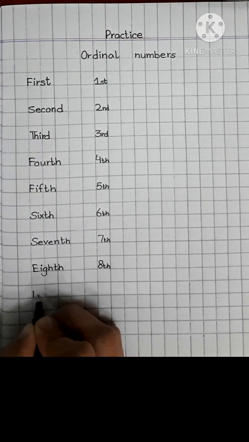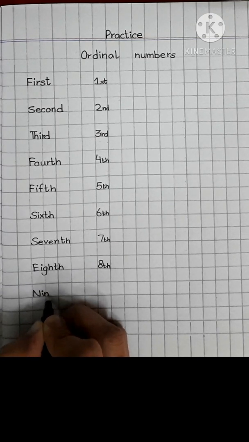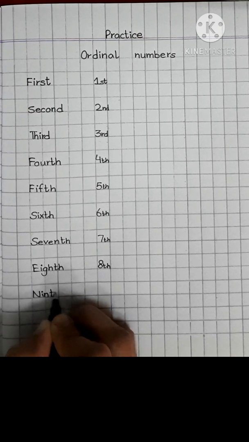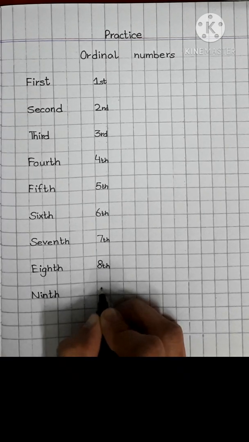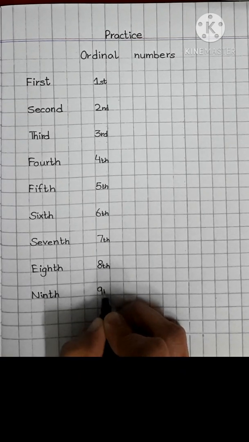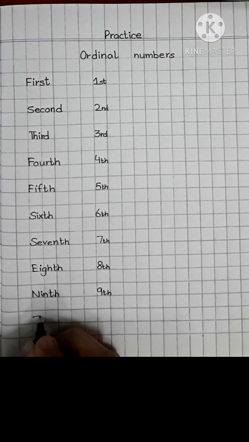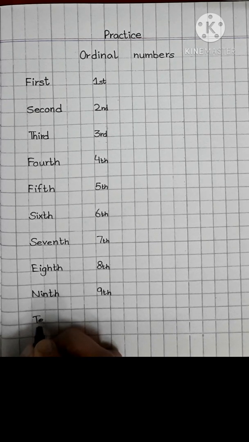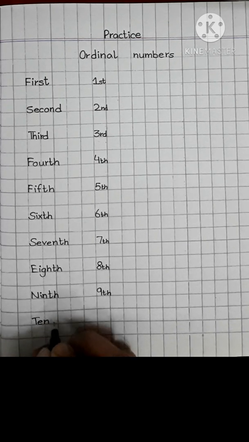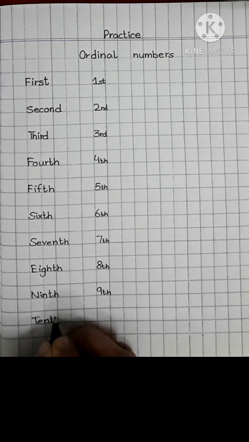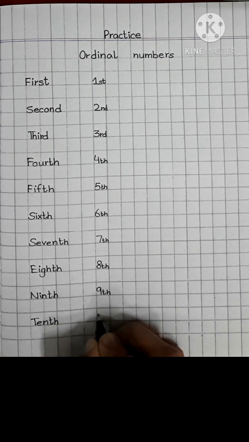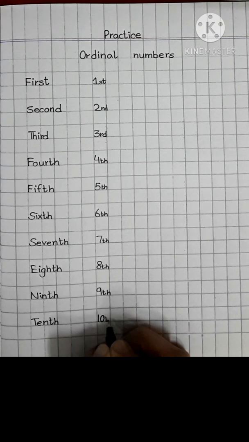Eighth. Now ninth, N, I, N, T, H. Ninth. 9, T, H. Ninth. Now 10th, T, E, N, T, H. 10th. 1, 0, 10 and T, H. 10th.